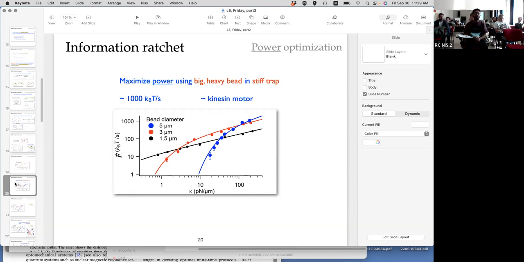You can do this with different bead sizes. This is a 1.5 micron bead, this is a 3 micron bead, and a 5 micron bead. You can see that in terms of getting to the most power, we get to roughly about 1,000 kT per second. And as I said, this is significant. It's comparable to what a motor inside a cell would be putting out in terms of power. So on their own scale, these are a significant amount of power.